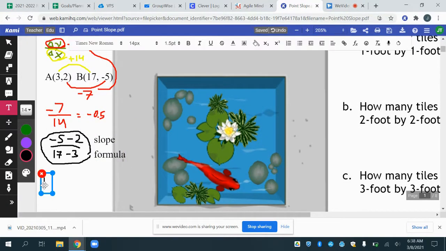I end up with slope equals y2 minus y1 divided by x2 minus x1.